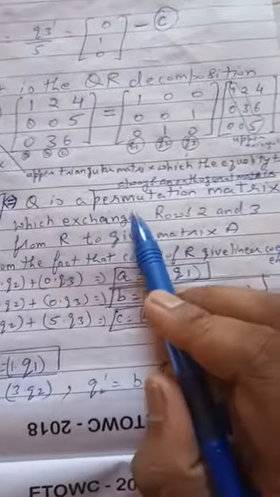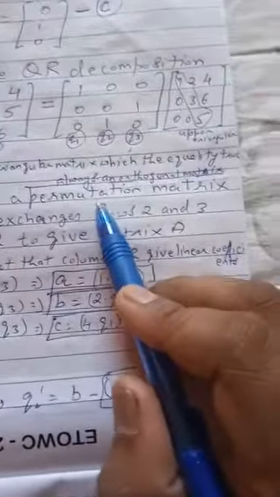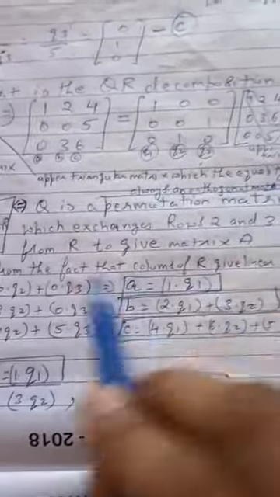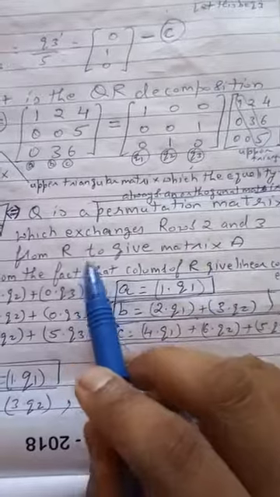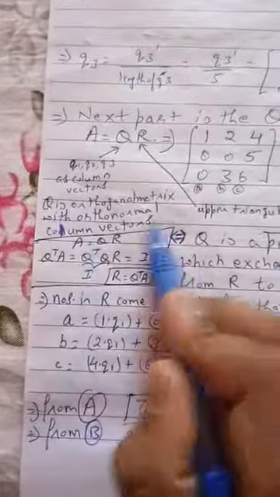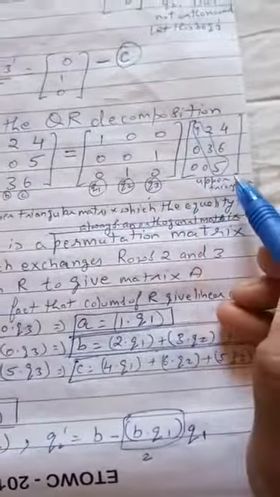The other method is the understanding method, where you view Q as a permutation matrix. It will always be an orthogonal matrix which exchanges row 2 and 3 from R to give matrix A. So this could be a little difficult to understand, but this part is very easy. And once you do that, R just turns out to be like this, right?